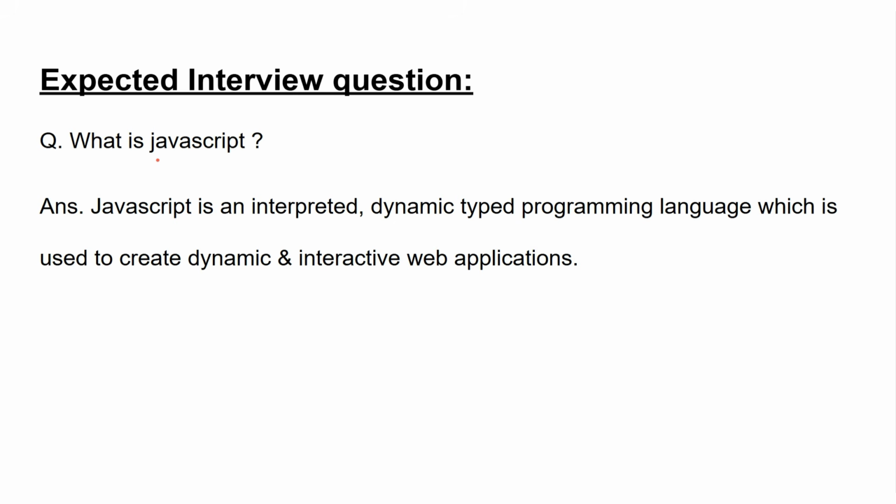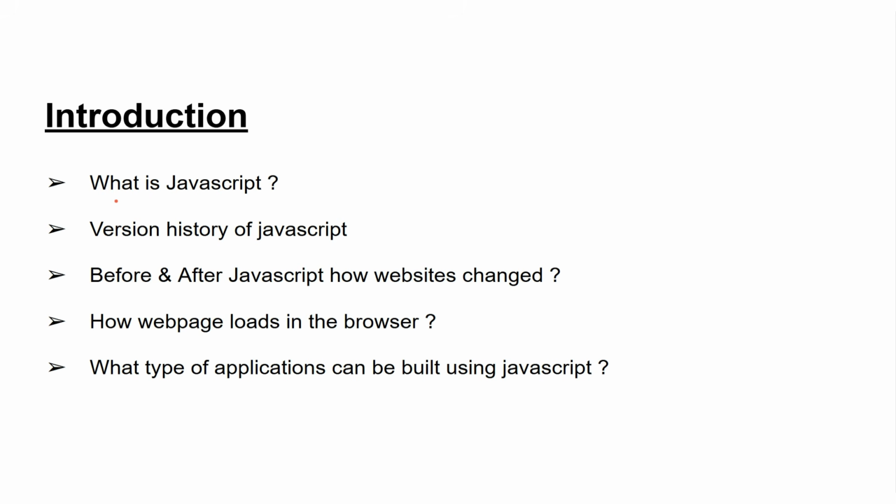This is the interview question that can be asked from this topic, that is, what is JavaScript? JavaScript is an interpreted, dynamic typed programming language which is used to create dynamic and interactive web applications. When you get this question in the interview, tell them this answer and provide the practical example by opening the Amazon website and show the dynamic and interactive nature and tell them how it is interpreted and how the dynamic nature of JavaScript is there. We have learnt about what is JavaScript. Now we'll learn what is the version history of JavaScript.